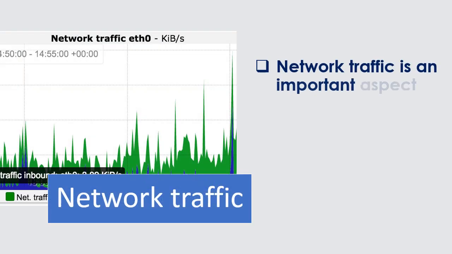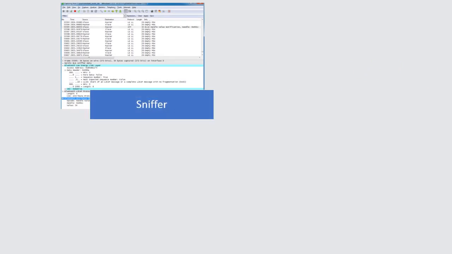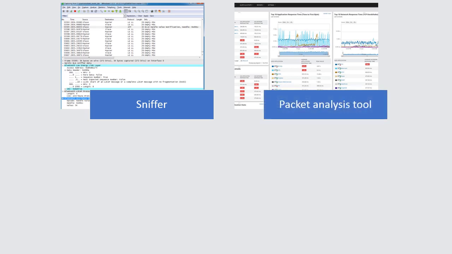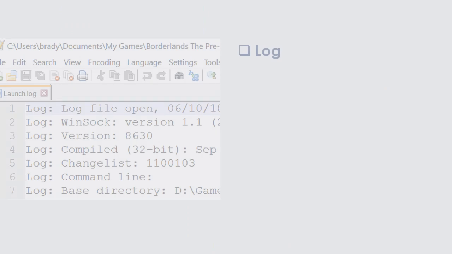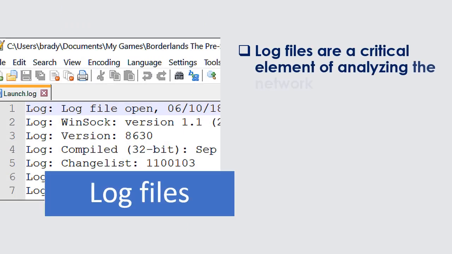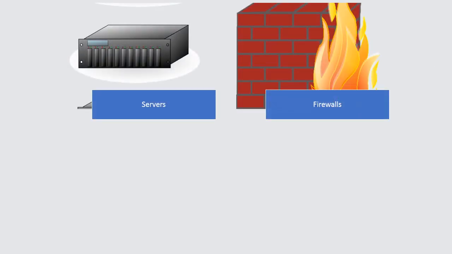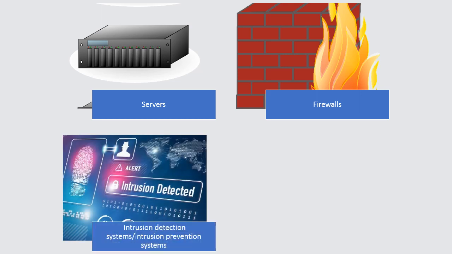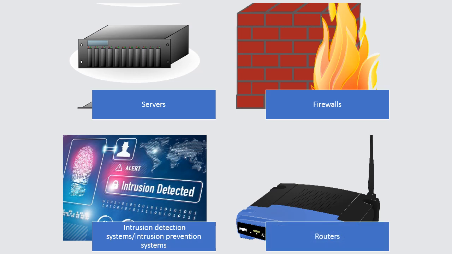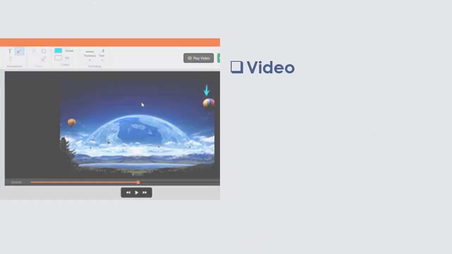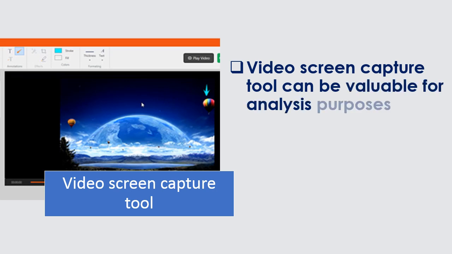Network traffic is an important aspect of digital forensics. Capturing traffic from a sniffer, packet analysis tool, or network threat detection tool provides live session data. Log files are a critical element of analyzing the network aspects of a forensic investigation. Log files are found in many locations, including servers, firewalls, intrusion detection systems and intrusion prevention systems, and routers, and can provide significant insight into the events that transpired over networks. A video screen capture tool can be valuable for analysis purposes. The ability to capture real-time video can be used to document the steps taken on a forensic workstation.